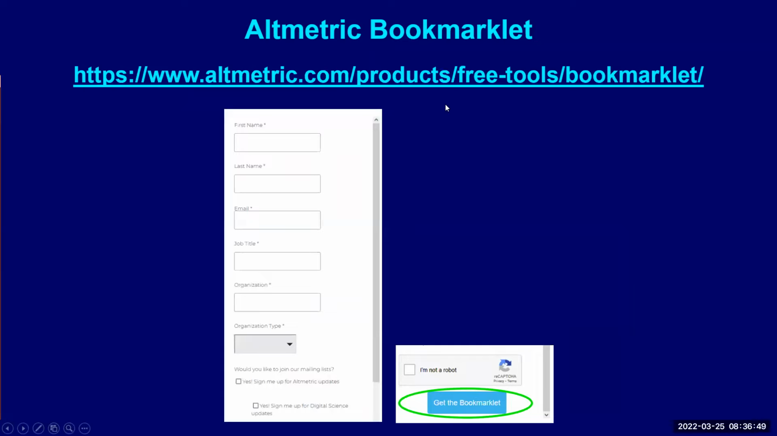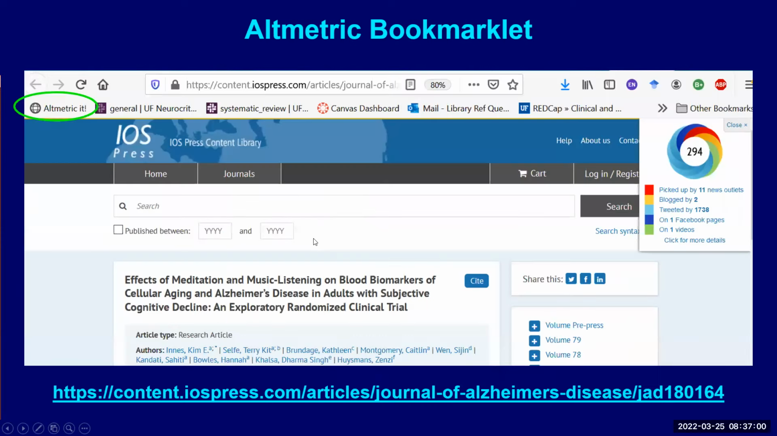To get this bookmarklet, you do have to have an institutional or organizational email address, not just like a Gmail address. And once you have the bookmarklet installed, you can see the altmetric information pop up when you click this little altmetric it button that has now been installed in your browser.